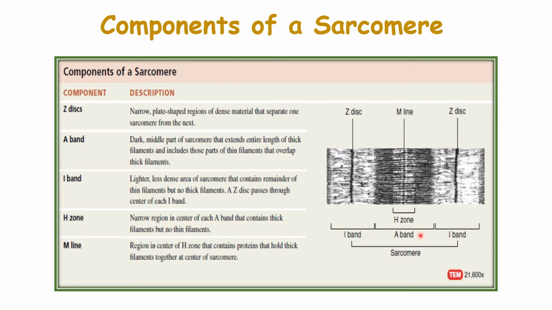Now the I band is a lighter, less dense area of the sarcomere that contains the remainder of the thin filaments but no thick filaments. A Z-disc passes through the center of each I band. Now we'll see the H zone. In the narrow region of the A band, there is an H zone and it contains thick filaments but no thin filaments. The M line is found in the center of the H zone. It contains proteins that hold thick filaments together at the center of the sarcomere.